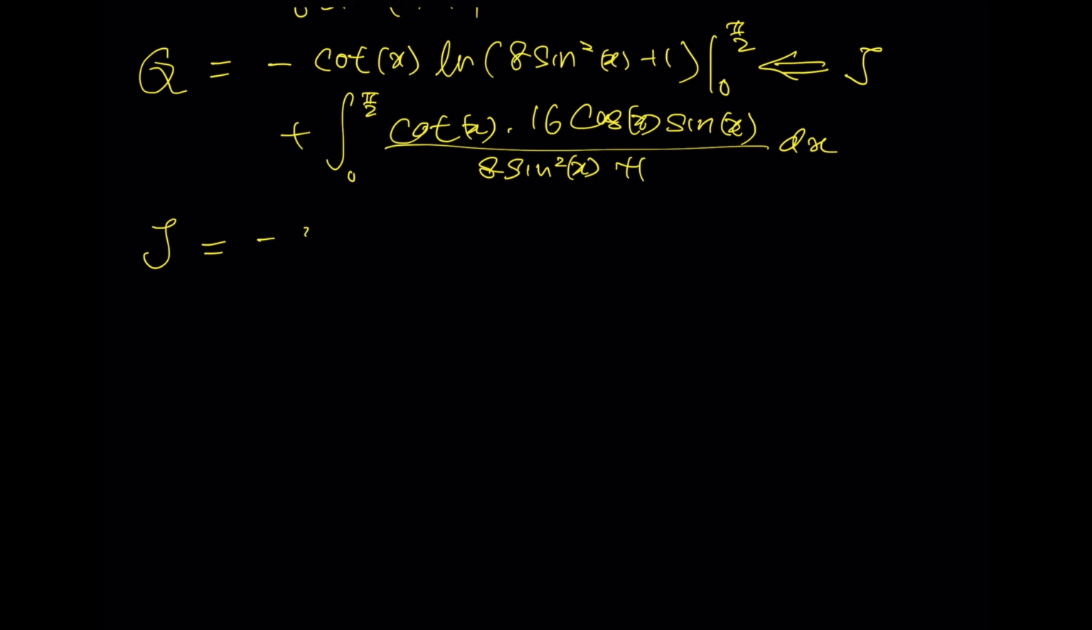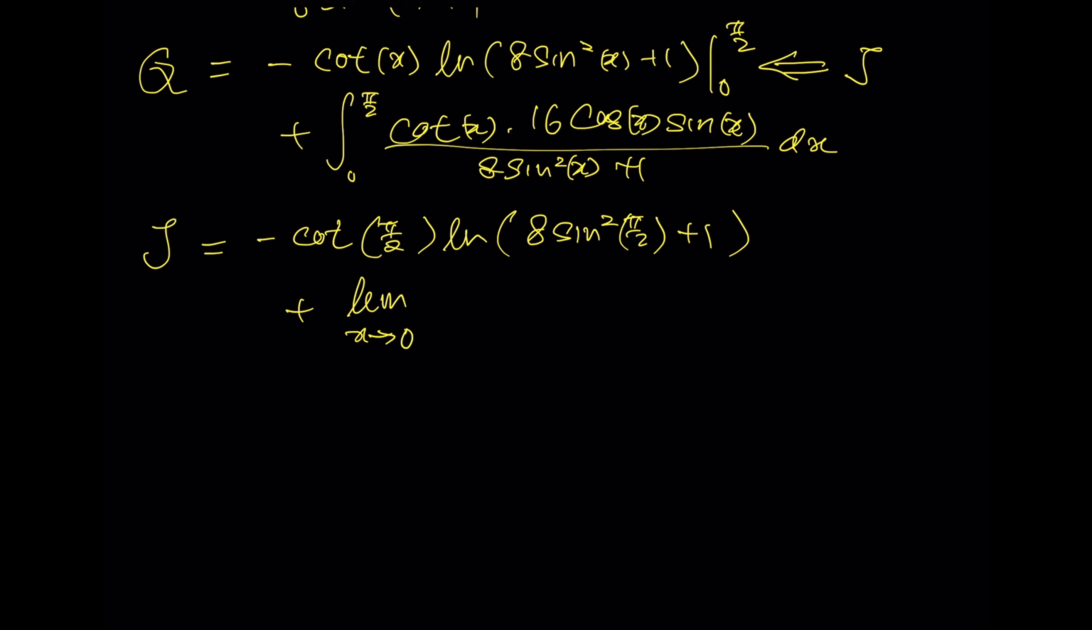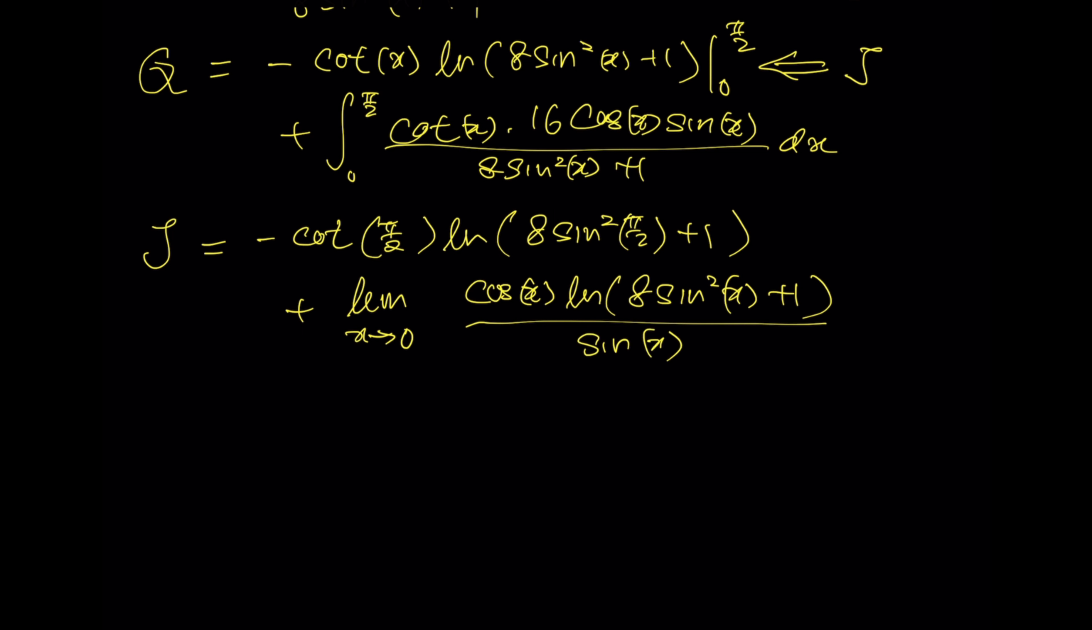Putting x equals to pi over 2, we have j equals to negative cotangent pi over 2 multiply natural log x sine square pi over 2 plus 1, plus limit x approaching 0, the cotangent become cosine x divided by sine x and then multiply natural log x sine square x plus 1. Cotangent pi divided by 2 is 0, multiply natural log 9 still 0. For part number 2, natural log 1 divided by sine 0 is equal to 0 divided by 0.